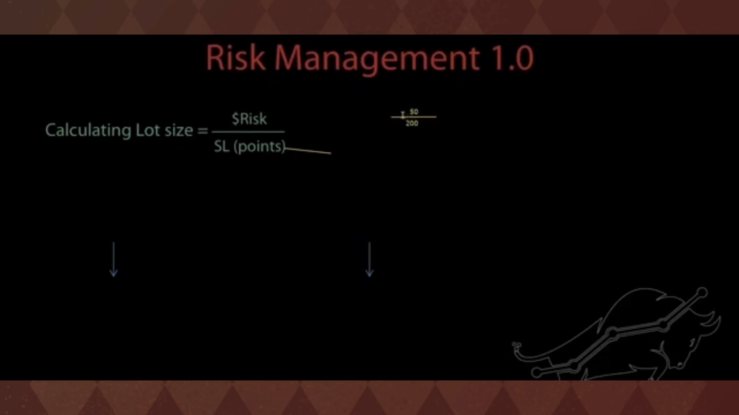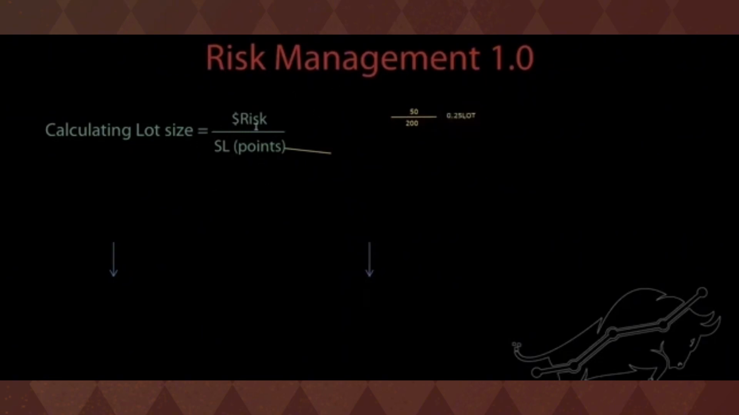5 by 20 is going to be what? 0.4? My mental math is not that strong. Oh, it's 0.25, my bad. So it's going to be 0.25. So for you to risk $50 on a 20 pip stop loss, you'll be using a 0.25 lot, right?